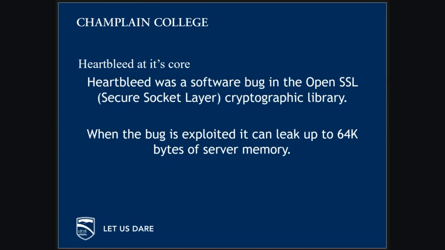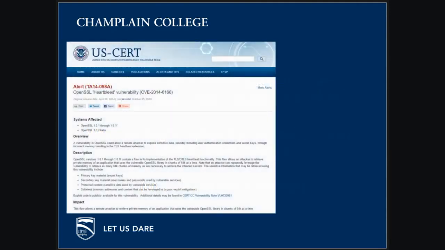Heartbleed at its core is a software bug that was introduced into the OpenSSL, or Secure Socket Layer in TLS, cryptographic library. When the bug is exploited, it can leak up to 64K bytes of server memory to whoever is exploiting the bug on each successful attempt, meaning that I could do this over and over again. And information that could be inside memory could be things like passwords and credentials and keys and all kinds of information. This is the information from the US CERT that talked about the Heartbleed vulnerability. If you want to learn a little bit more about it, you can definitely go there.